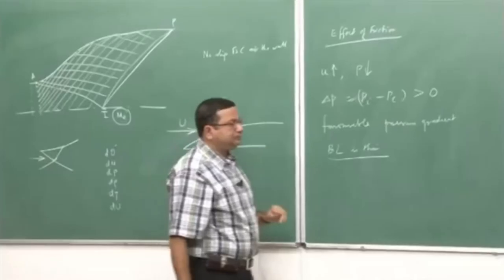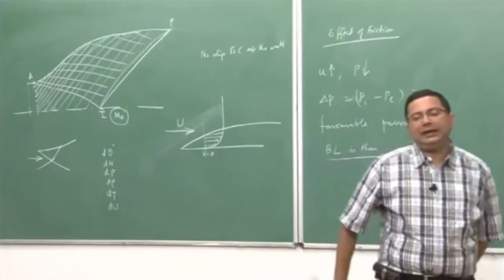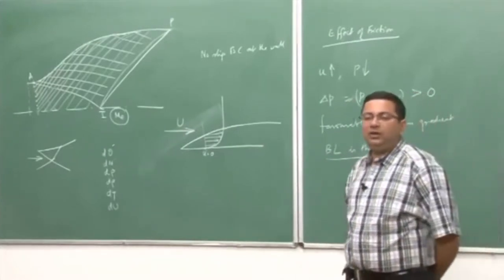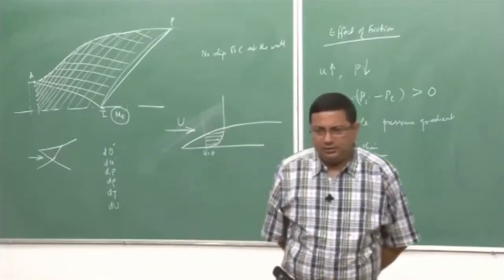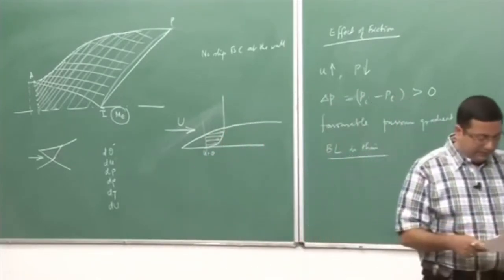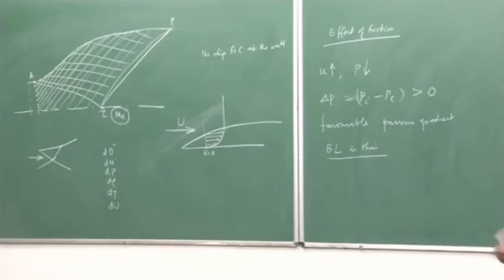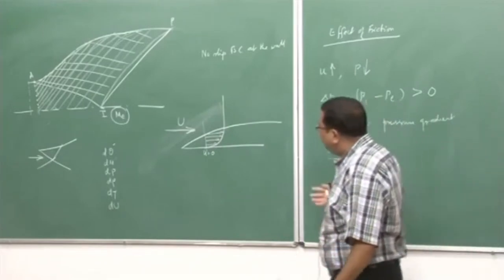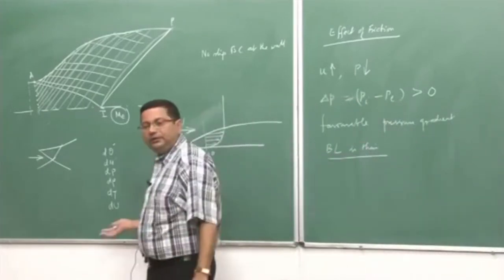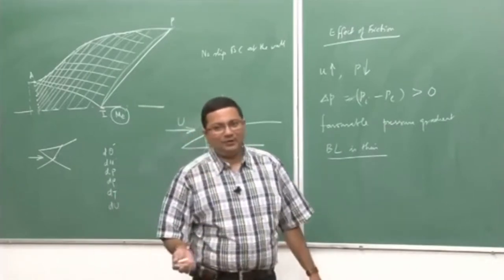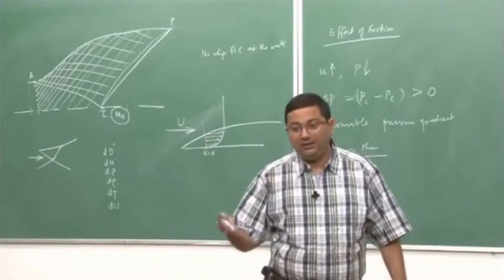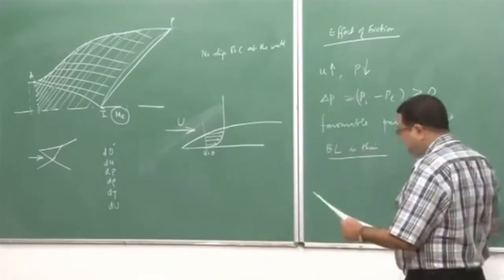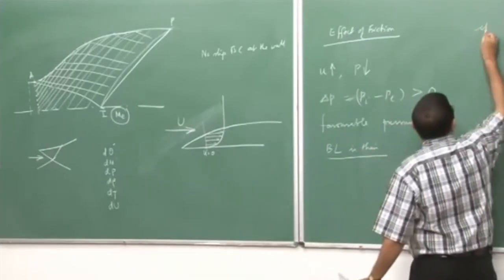So, in other words, what we are saying is that the skin friction losses are quite small, which is an assumption, but in reality, is this assumption going to give us good results? We are assuming boundary layer is thin, but even this thin boundary layer, how does it affect? So, let us look at the effect of boundary layer.